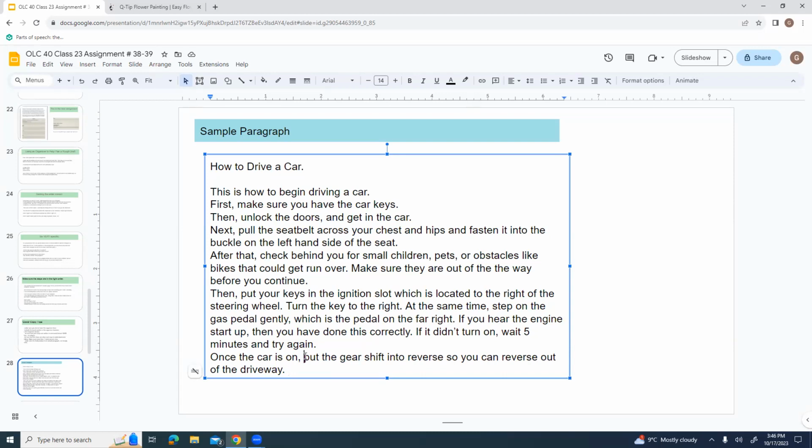Once the car is on, move your foot from the brake, from the gas pedal to the brake pedal, which is just to the left.